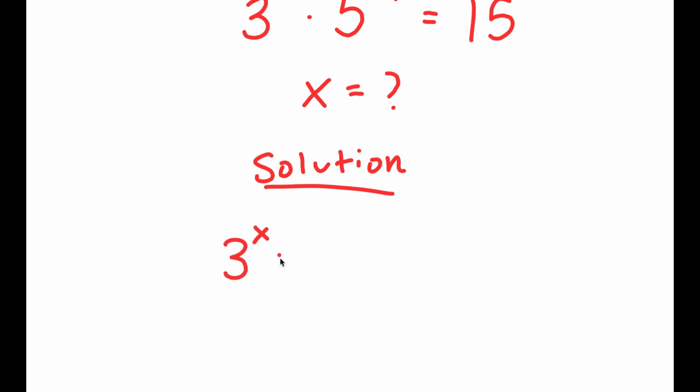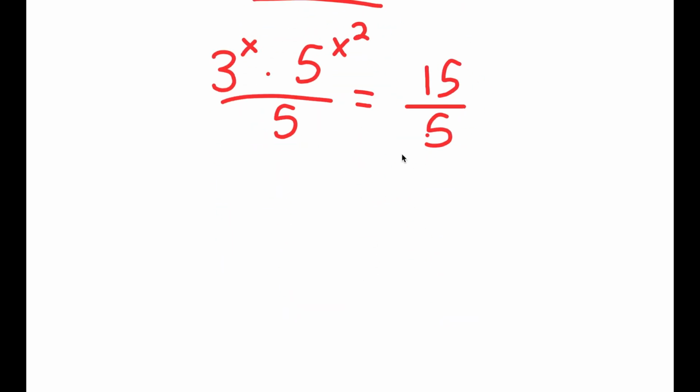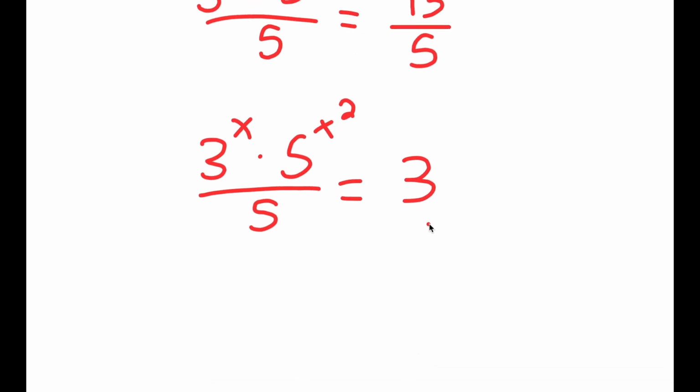So I get 3 to the power of x times 5 to the power of x squared over 5 is equal to 15 over 5. So 15 over 5 is 3, so now I get 3 to the power of x times 5 to the power of x squared over 5 is equal to 3. Now I'm going to divide both sides by 3 to the power of x. So now I get 3 to the power of x times 5 equals 3 over 3 to the power of x.